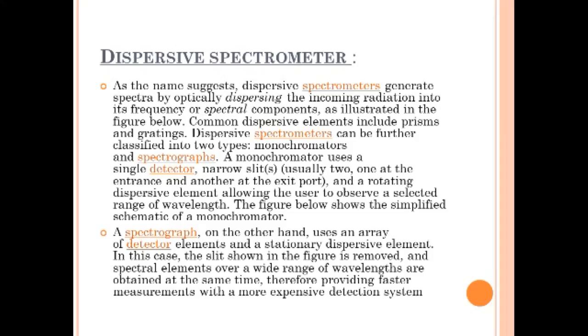The figure below shows a simplified schematic diagram of a monochromator. A spectrograph uses an array of detector elements and a stationary dispersive element. In this case, the slit is removed and spectral elements over a wide range of wavelengths are obtained at the same time, therefore providing faster measurements with a more expensive detection system.